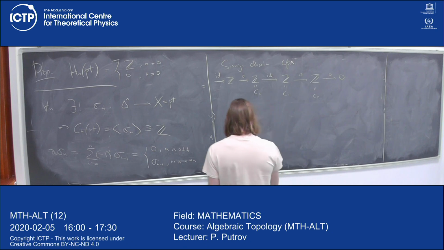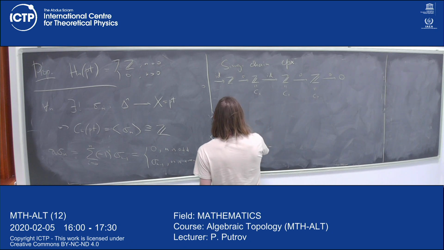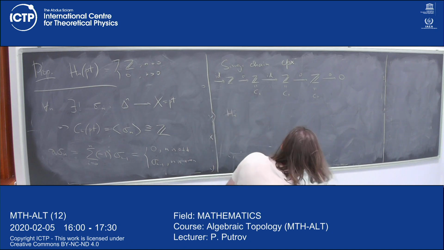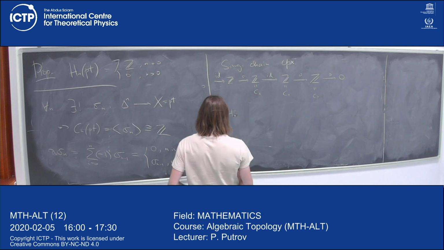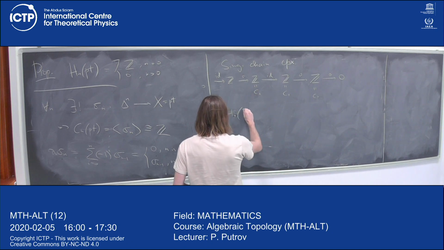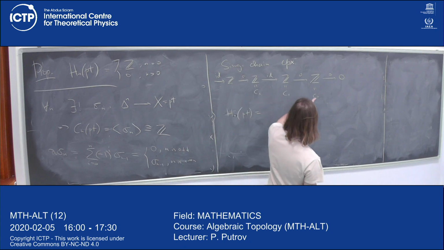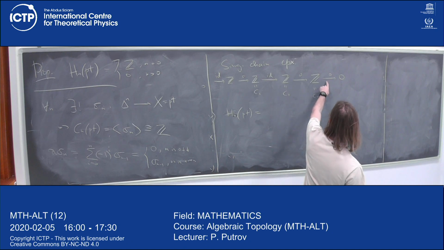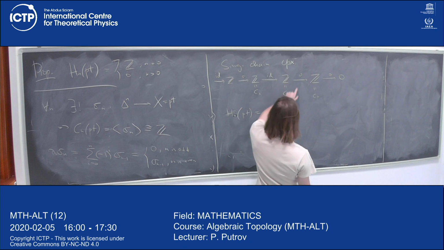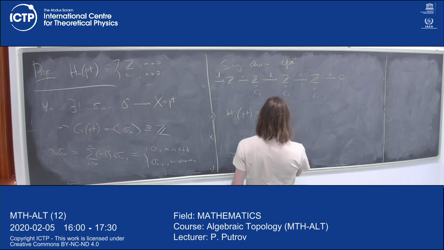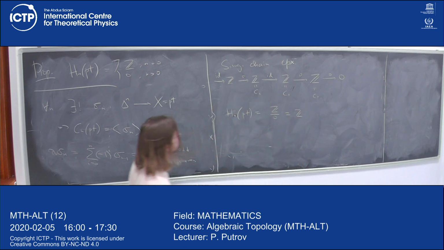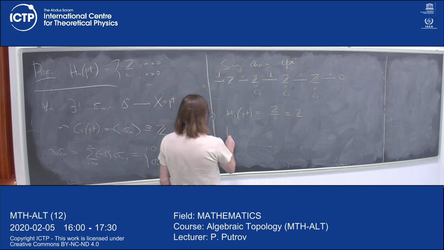Okay. So now, let me consider first H0, H0 of a point. This is the kernel of this map, which is Z, divided by the image of this map, which is nothing. Okay, so this is Z. So 0 was a bit special.